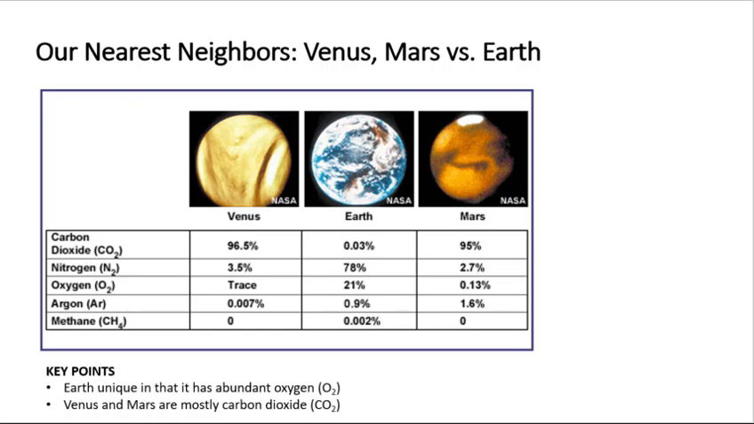Our nearest neighbors are Venus and Mars, which along with Earth and Mercury are among the terrestrial planets. In terms of composition, Venus and Mars are substantially different than Earth in being comprised mostly of carbon dioxide, with a small amount of nitrogen and only a trace amount of oxygen. Earth, on the other hand, has abundant oxygen. This begs the question of how Earth developed a rich oxygen atmosphere. We will discuss this shortly.